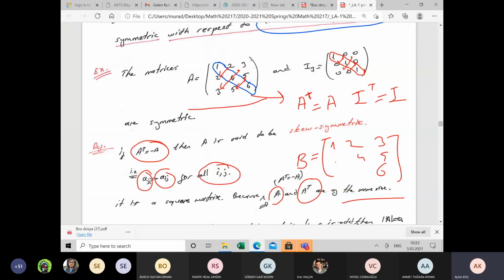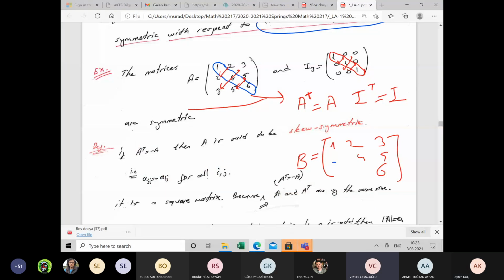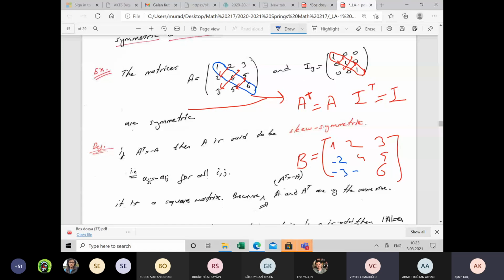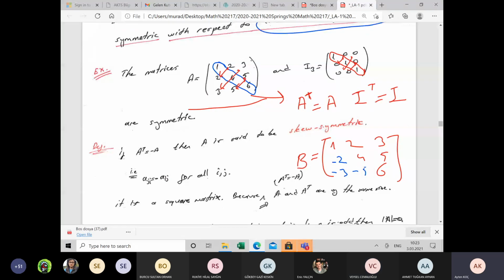What can you say about this entry? Yes. Transpose of A is minus A, and every entry should be minus the ji entry. Yes, any idea? Yes, please. -2, -3, and -5. Minus 3, minus 5. This one is a skew-symmetric matrix, okay?